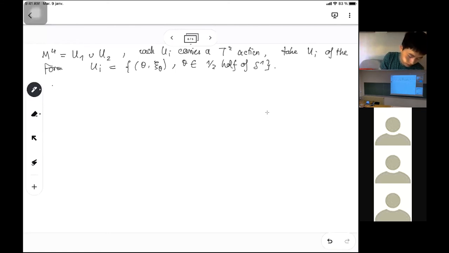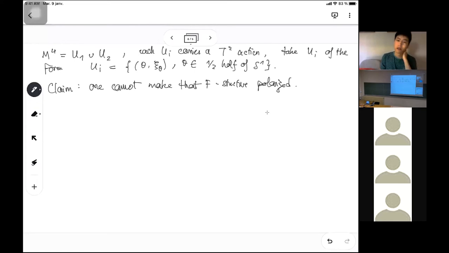And the claim is that one cannot modify this F structure, one cannot find a substructure of this F structure that makes it polarized, that makes the action free. Because of this non-trivial topology.